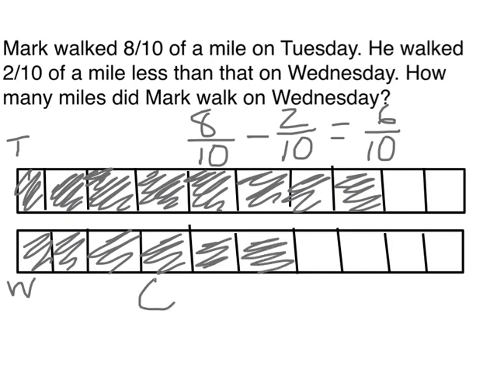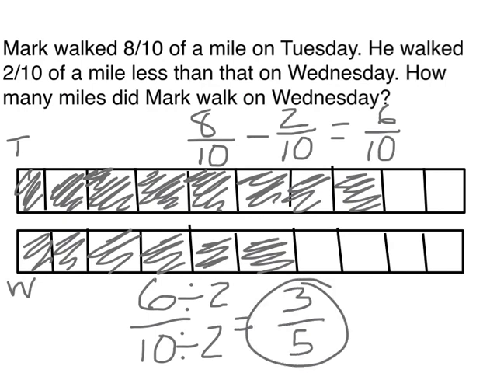Now, am I finished? Is 6/10 in simplest form? No. I need to divide the top and the bottom. I want you to simplify 6/10 now. I can divide 6 and 10 by 2. 6/10 is equal to 3/5.